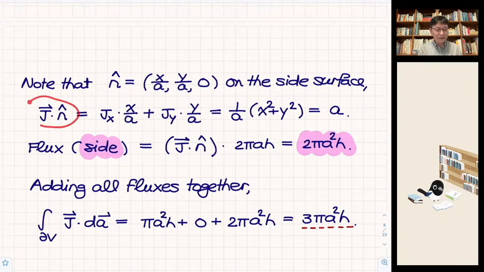Okay, so try to remember that the most complicated factor that you will encounter in the following surface integral is j dot n. But when we calculate it, it turns out to be relatively simple. It's just a constant a. And so then the flux through the side is j dot n times the area. The area is the circumference, 2 pi a, times the height, h. And so that's the surface area, 2 pi a h. And this is a. So then you get 2 pi a squared times h.